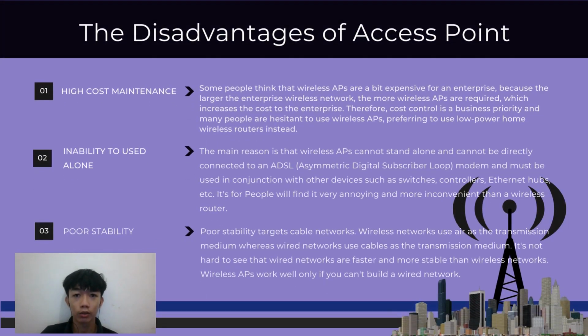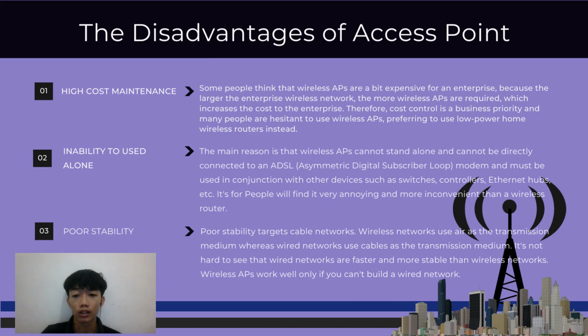Okay, moving on to the disadvantages of access point. The first disadvantage is high maintenance cost. Some people think that wireless APs are a bit expensive for an enterprise, because the larger the enterprise wireless network, the more wireless APs are required, which increases the cost to the enterprise. Therefore, cost control is a business priority, and many people are hesitant to use wireless APs, preferring to use low-power home wireless routers instead to keep the cost down.